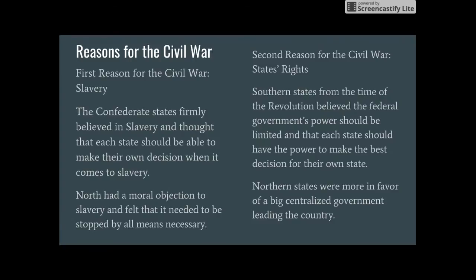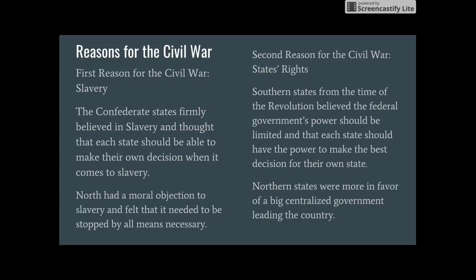The northern states, however, were generally in favor of a more centralized federal government. All right, they were okay with the idea of the federal government making laws that encompassed all of them. They were okay with the idea that someone in Washington, D.C., who may not even have ever been to their state, was making decisions. The South was completely against this.